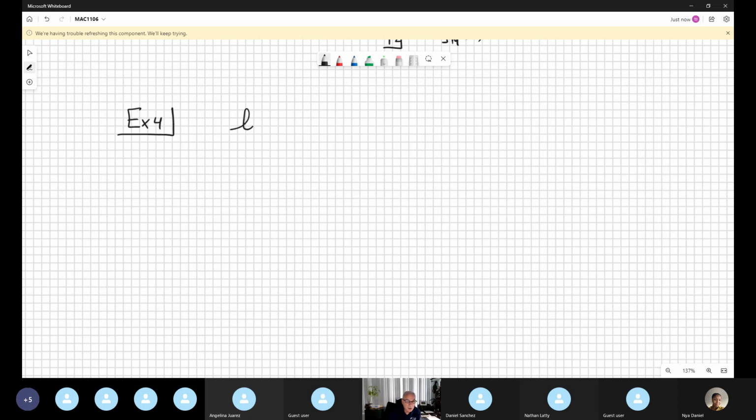Example 4 says: logarithm of 3 plus x minus logarithm of x minus 3 is equal to logarithm of 3. Wow, professor, this is weird. Weird for two reasons. Reason number one, I don't see the specification of the base here, here, and here. What happens when this situation happens? You need to understand this.